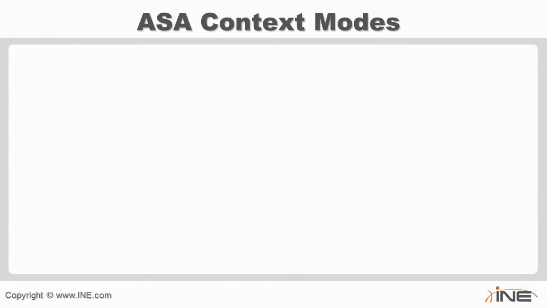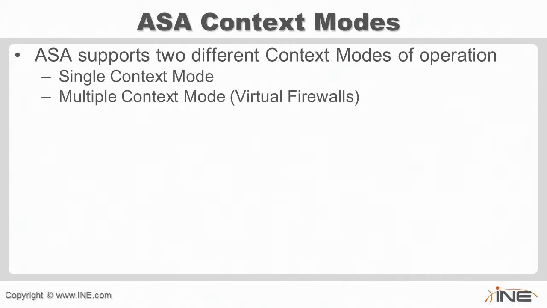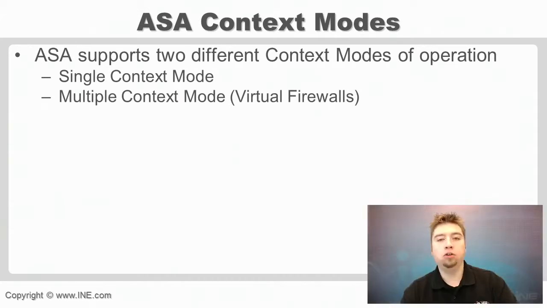Okay, the other big feature that we have in the ASA is what we define as contexts. Now, the ASA supports two different types of context modes: single context mode, which is the default, and multiple context mode, which is essentially virtualization of the firewall. This would be similar to how we have VRFs in IOS, or what Nexus calls VDCs, or what IOS XR calls secure domain routers. We're basically taking one physical box and splitting it up into multiple virtual boxes.